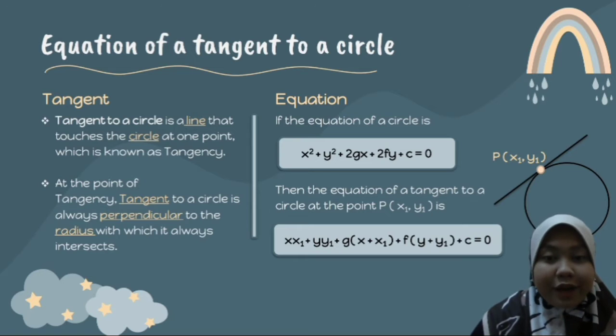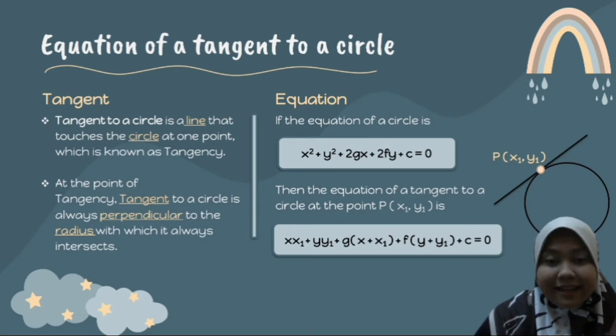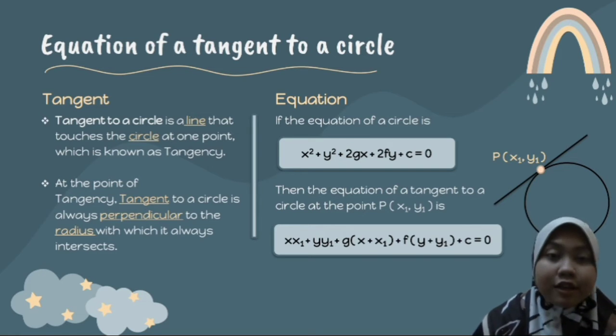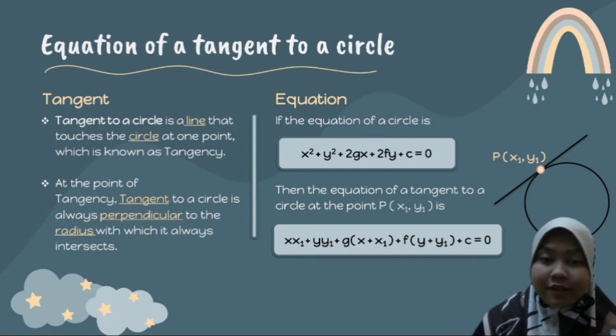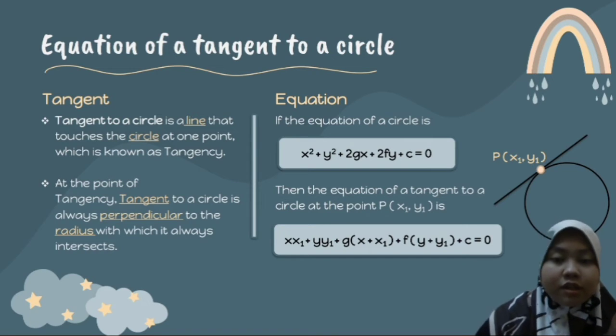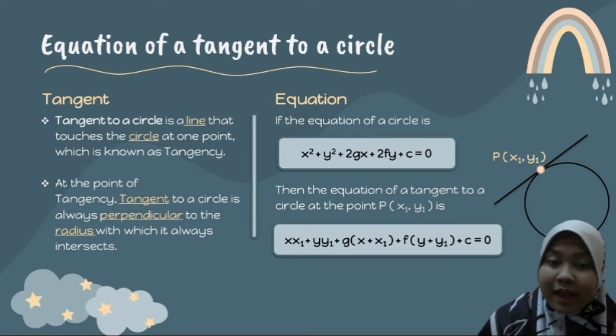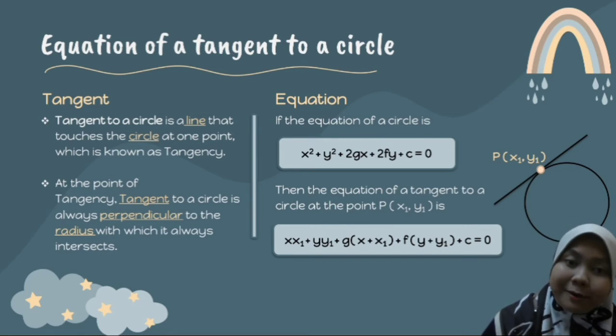Last but not least, we will know how to find the equation of a tangent to a circle. A tangent to a circle is actually a line that touches a circle at one point, which is known as the point of tangency. At the point of tangency, the tangent to a circle is always perpendicular to the radius with which it intersects. If the equation of a circle is x squared plus y squared plus 2gx plus 2fy plus c equals 0, then the equation of a tangent to a circle at the point P(x1, y1) is x x1 plus y y1 plus g(x plus x1) plus f(y plus y1) plus c equals 0.